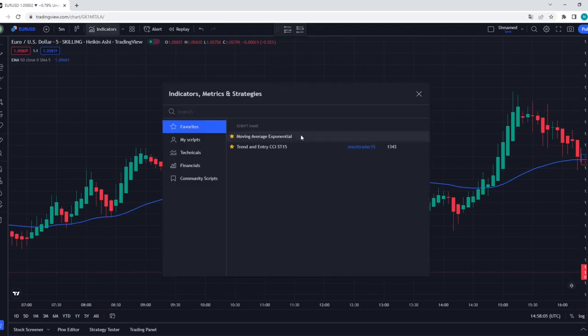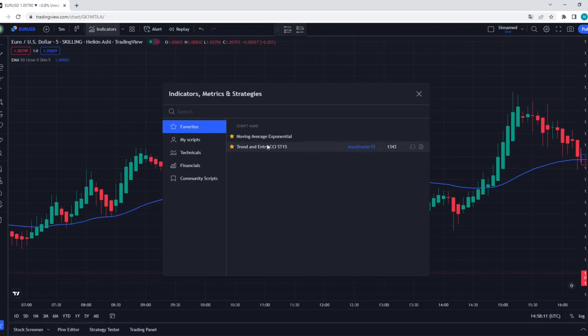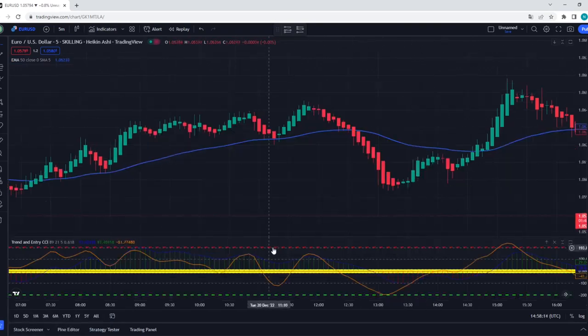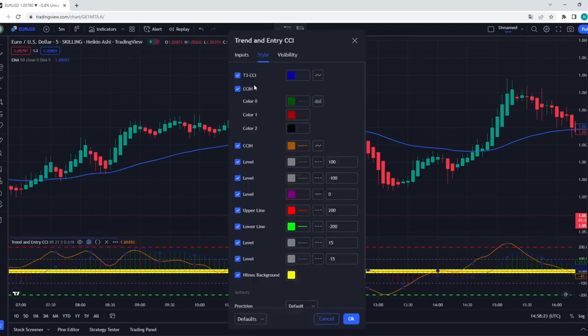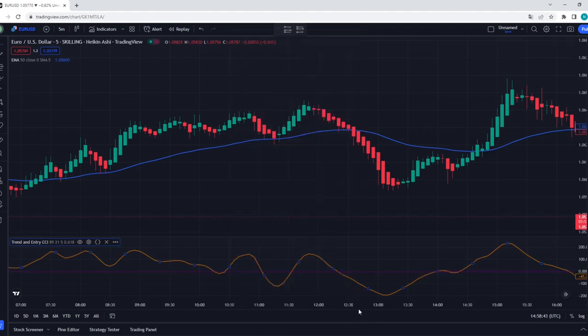The second indicator that we need is the trend and entry CCI ST15 from Stock Trader 15. So we will load it up right here. And as you can see, it looks maybe a little bit messy right now, but don't worry, we do some changes to clean it up because we don't need all these lines and informations. And the only 2 indicators that we want is the CCIH and the level with the 0. So we uncheck all other boxes. So we only have 2 boxes checked, the CCIH and the level 0. Click OK, and that is how our chart should look at the end.